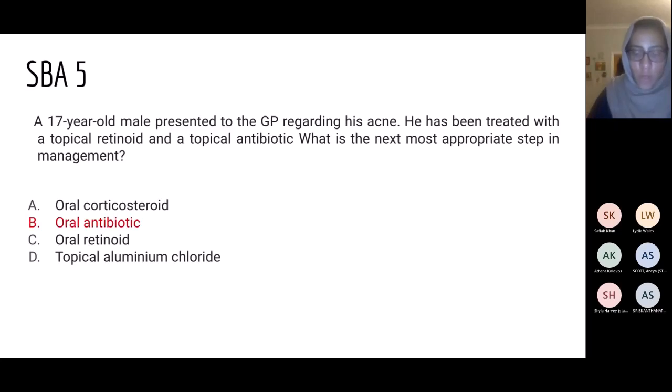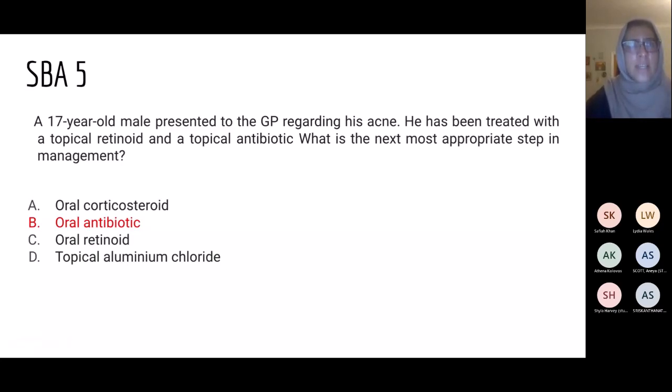So we know what the skin condition is. It's acne. What we need to know is what the ladder is in terms of treatment for acne. In this case, this guy started off with a topical retinoid and a topical antibiotic. That wasn't working. So what are you going to do next? You're going to give oral antibiotics. I don't think you would really use topical antibiotics alongside it, but you would want to continue using a topical retinoid.